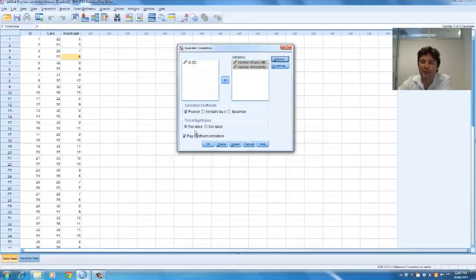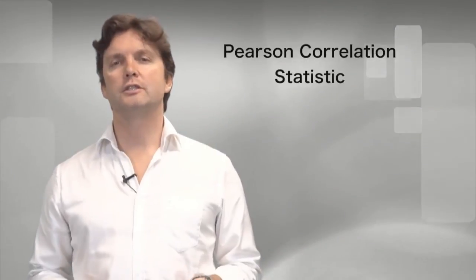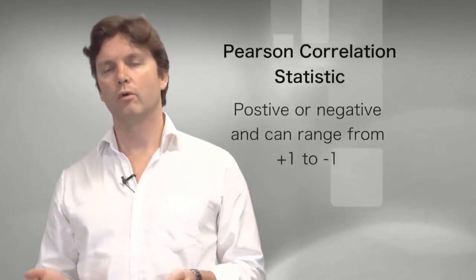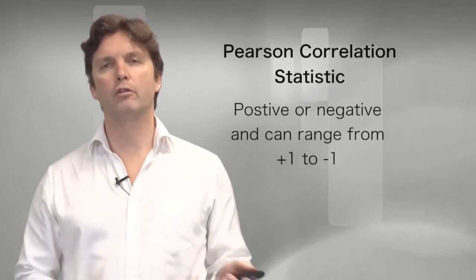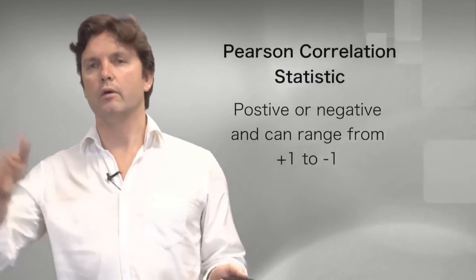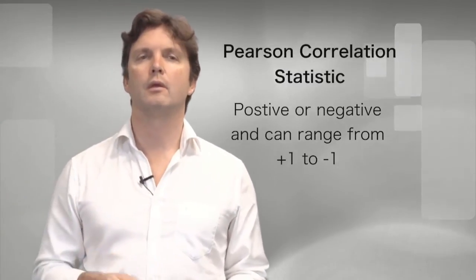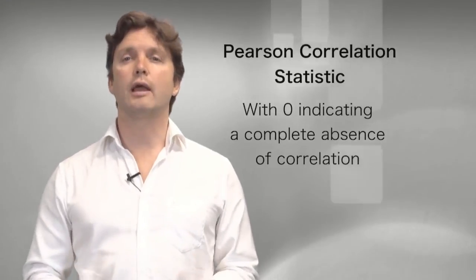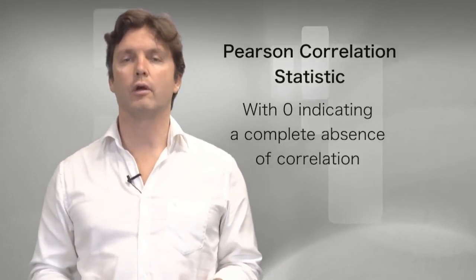And despite some debate, there does appear to be relatively few instances where we would choose a one-tailed when we're looking at a Pearson correlation. So we leave it ticked as two-tailed. And then we're going to press OK. A Pearson correlation statistic can be either positive or negative, and it can range from +1 through to 0 through to -1, with 0 indicating the absence of correlation.